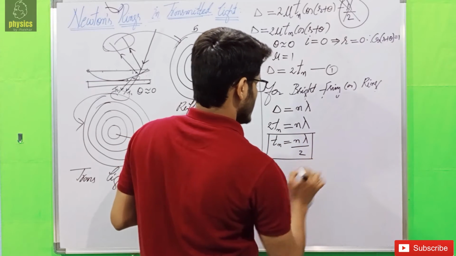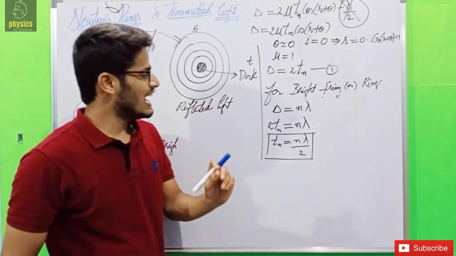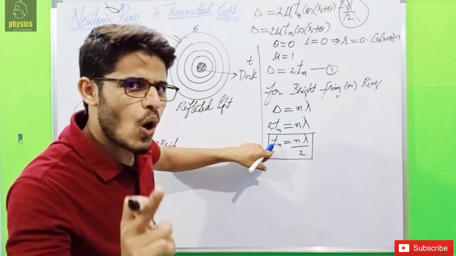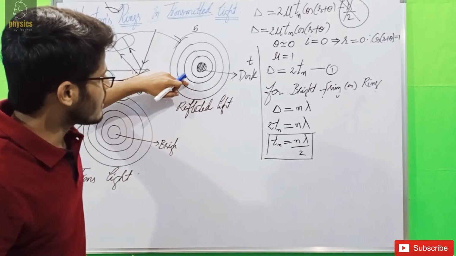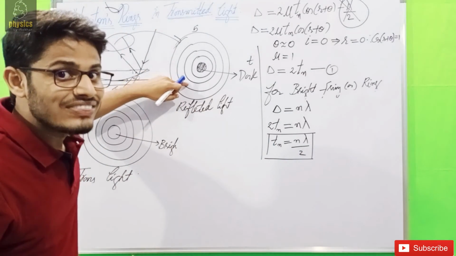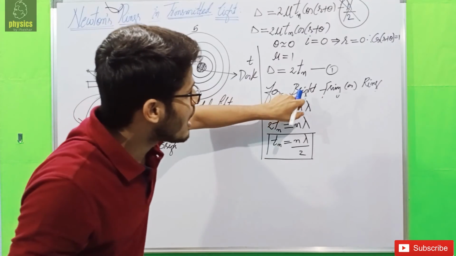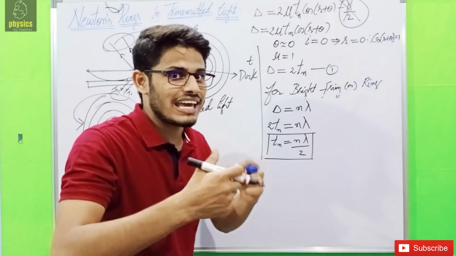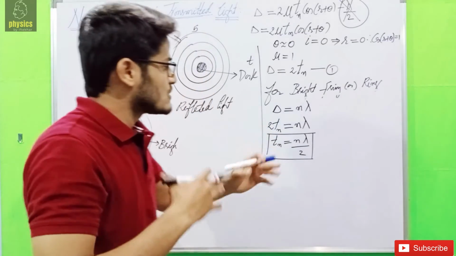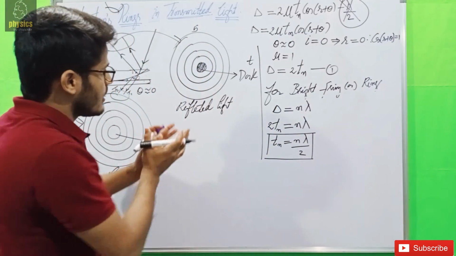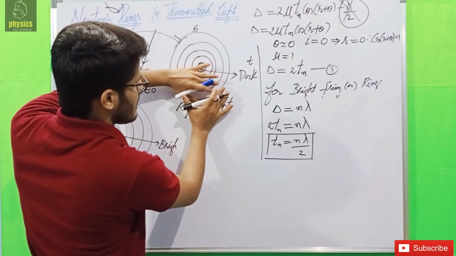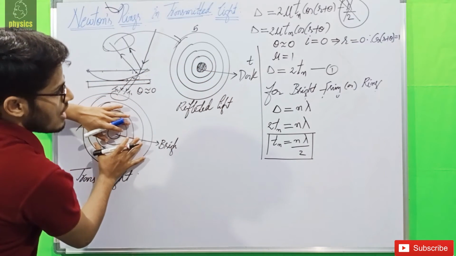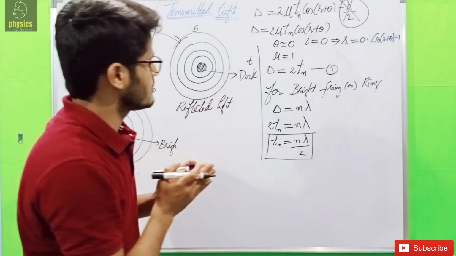So you see, can you notice something? The same expression we got for the reflected light rays, but that is for the dark fringe, not for the bright. So this is how it will take care of these things. Whatever you got here as the condition for bright, that condition will be here for the dark. Are you getting my point?